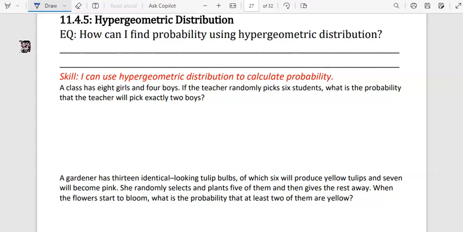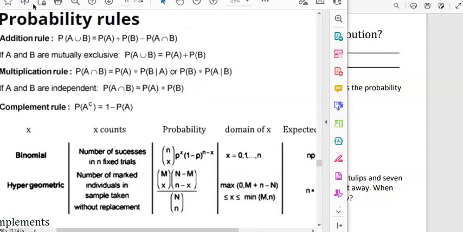A class has 8 girls and 4 boys. If the teacher randomly picks 6 students, what is the probability that the teacher will pick exactly 2 boys? Let's refer back to the booklet to find the formula for this.